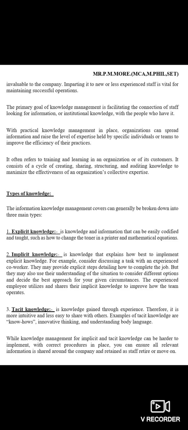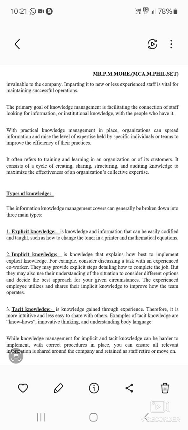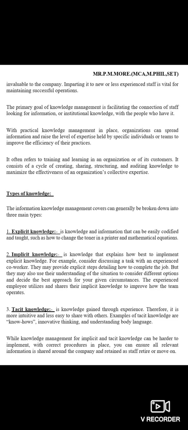Implicit knowledge is knowledge that explains how best to implement explicit knowledge. For example, consider discussing a task with an experienced coworker. They may provide explicit steps detailing how to complete the job, but they may also use their understanding of the situation to consider different options and decide the best approach for your given circumstances. The experienced employee utilizes and shares their implicit knowledge to improve how the team operates.